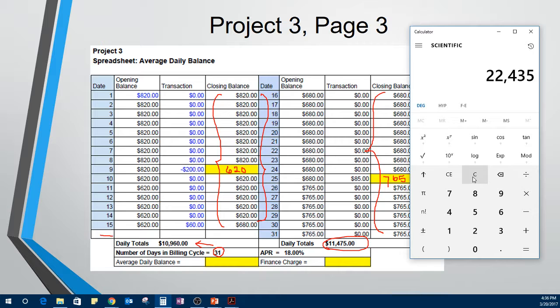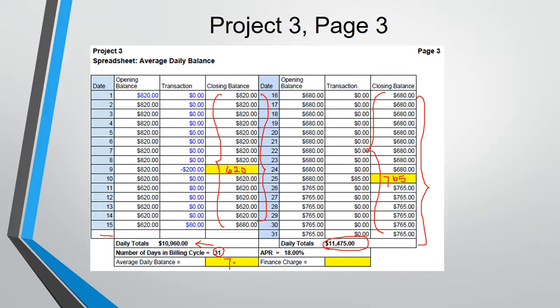So now we're going to divide. Even though I only added two numbers, in reality I added 31 numbers. So we need to divide the answer by 31. So we get $723, and we're going to round it because we're talking about money, so we need two decimal places. So that's 723 and 71 cents. So that is how you find the average daily balance.